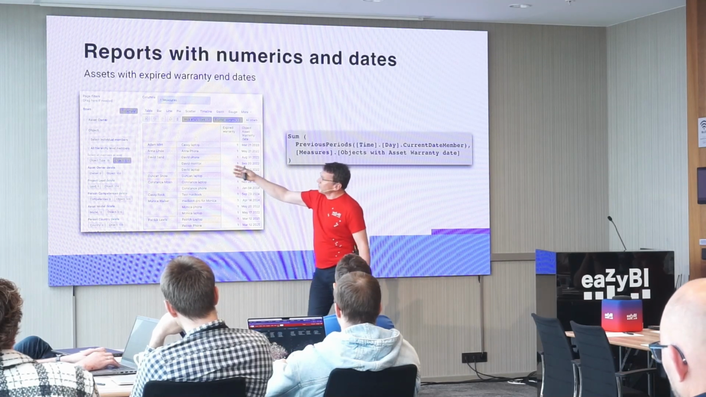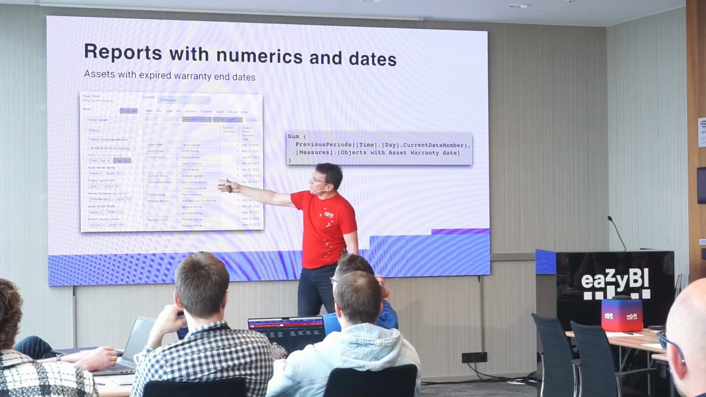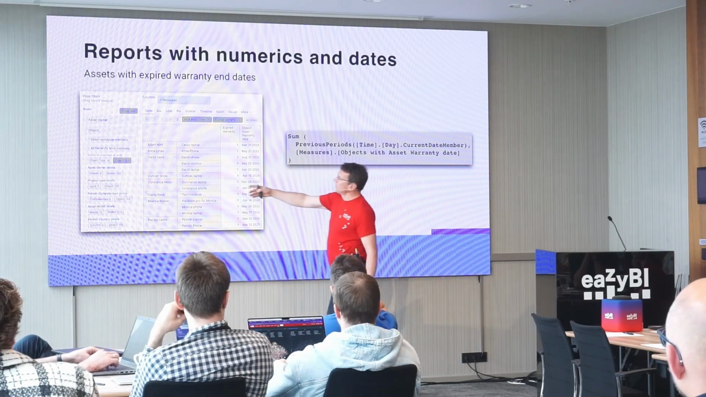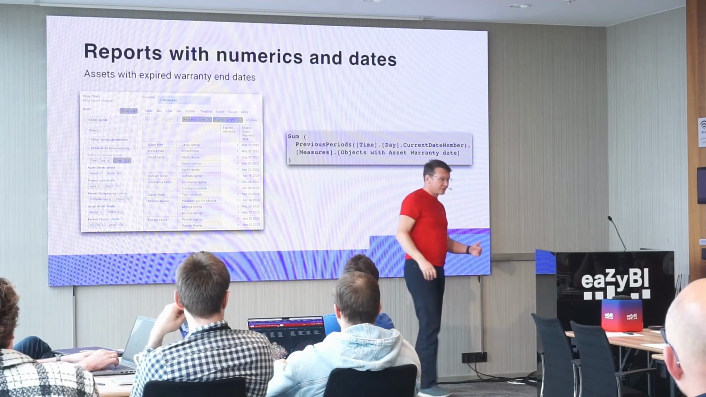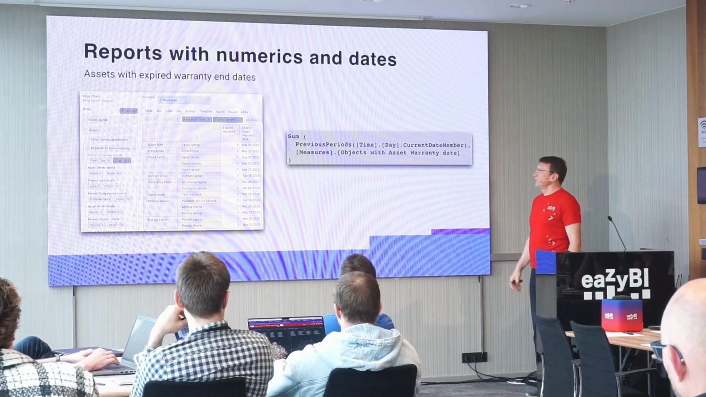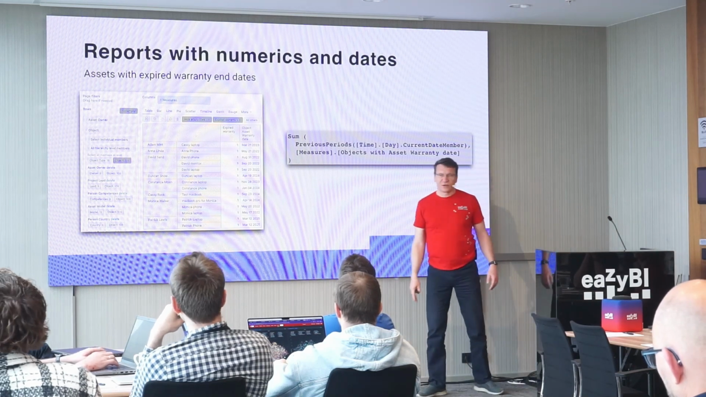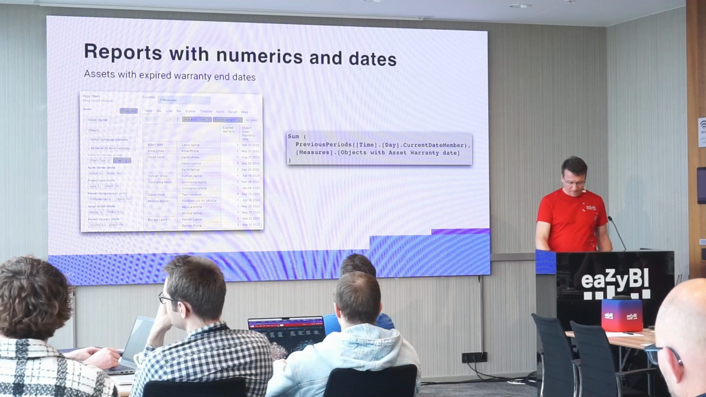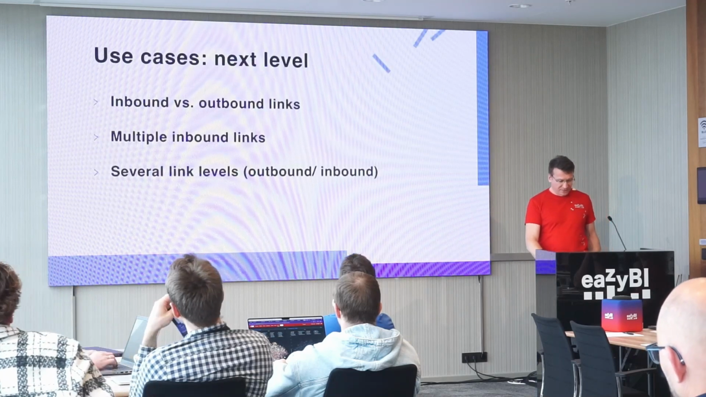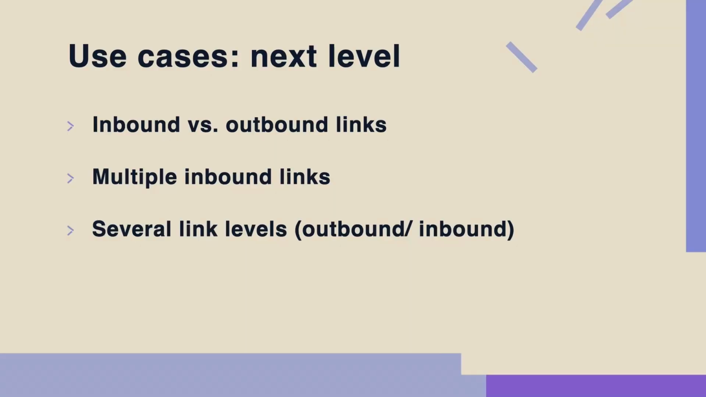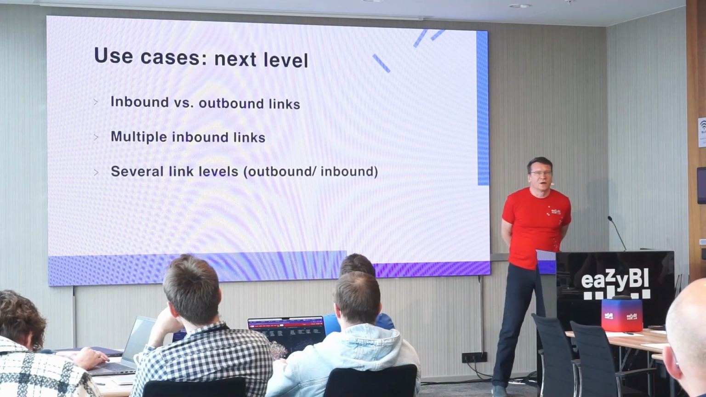I can also put each object here. I can remove object, then it will show totals. And when I put object, I can see also the property of the warranty expiring date, when exactly that expiration happened. So that's what we can have with numeric and date and some other simple reports.